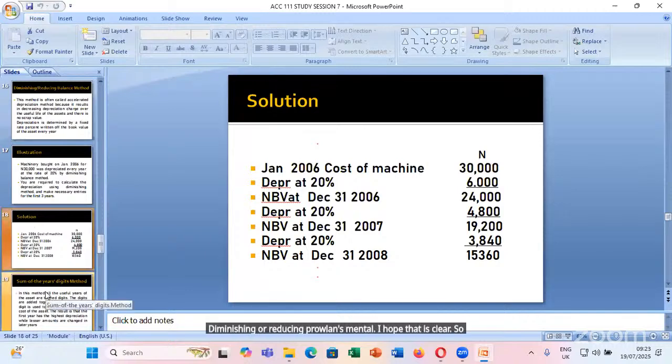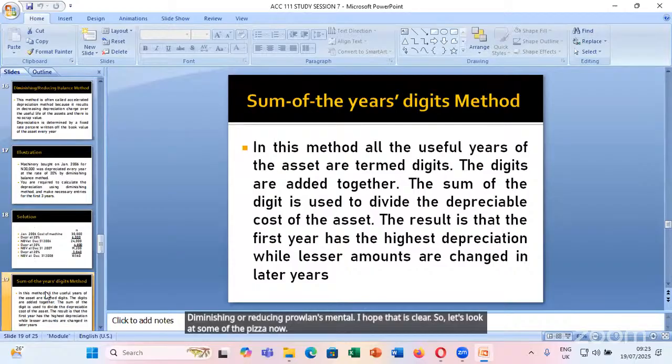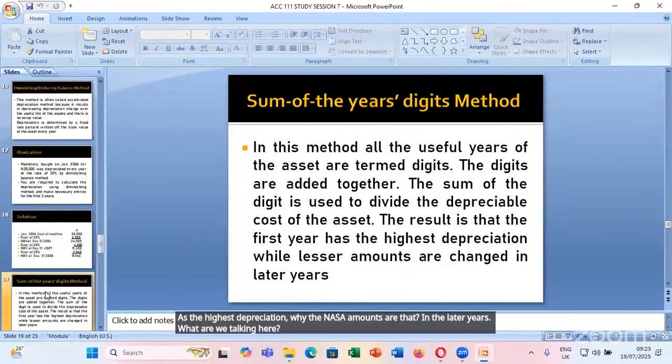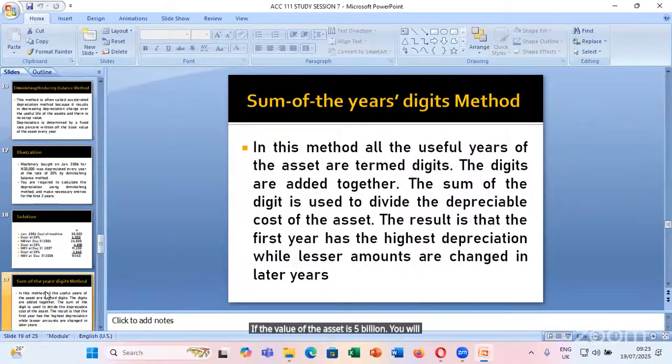So let's look at the sum of the digits method now. In this method, all the useful years of the assets are termed digits. The digits are added together. The sum of the digits is used to divide the depreciable cost of the assets. The result is that the first year has the highest depreciation, while the lesser amounts are charged in the later years. What are we talking about here? If the life of the asset is 5 years, you will add from year 1, add it to 2, add it to 3, add it to 4, add it to 5. The sum of all those digits will now be used to divide from year 1. So year 1, you allocate to it a higher percentage.